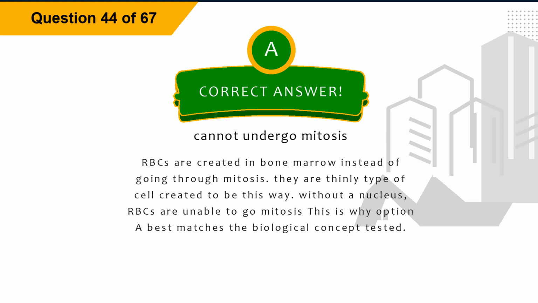Explanation: RBCs are created in bone marrow instead of going through mitosis. They are a type of cell created to be this way. Without a nucleus, RBCs are unable to undergo mitosis. This is why option A best matches the biological concept tested.